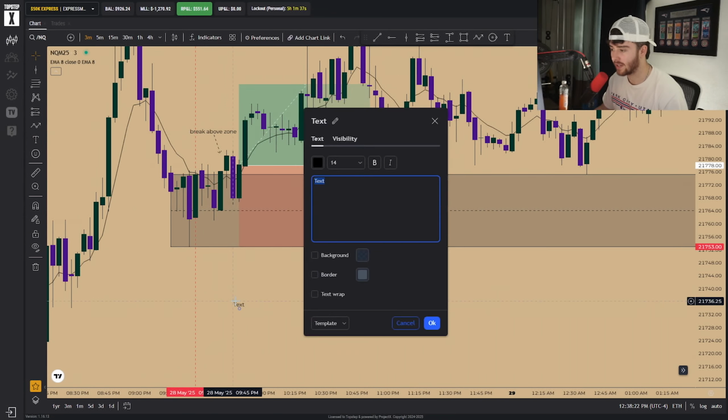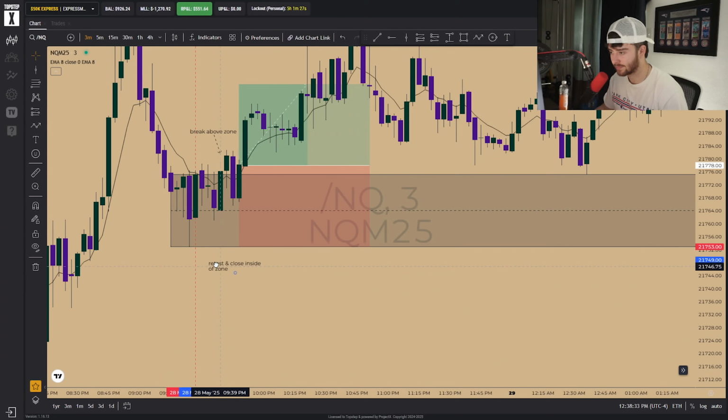All right, and then we have a retest and close inside of zone, which is this candle right here. So we have our break outside of our zone, which is that candle. We go break back in, and then we need to see a close above for our entry, which obviously we got right here. And you just put your stop loss at the bottom of the zone, you do a 1-to-1, and you let that ride out, right? So that's what ended up happening.